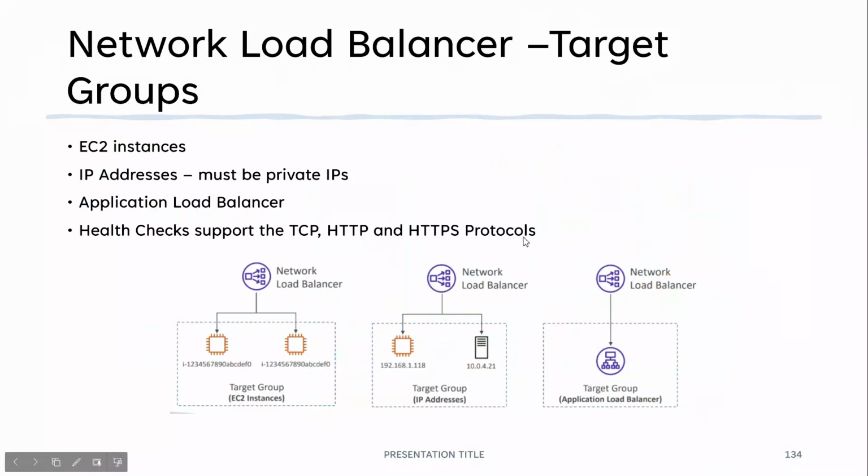So your target groups can be EC2 instances that we saw. It can be IP addresses, it can be another application load balancer, and health check supports TCP, HTTP and HTTPS protocols. Here you can see it is a target group of EC2 instances. Now the network load balancer is associated with a target group of a particular EC2 instance and an on-premise web server, and then here the network load balancer is associated with another application load balancer. So the same kind of target groups that we used with ALB can be used with network load balancers also.